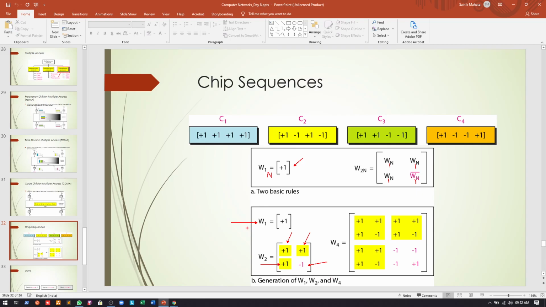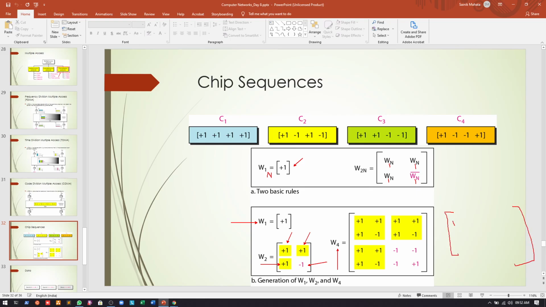Now we have 1, 2, 4, 8 and so on. So how do we select that number? We select that number because in this case we have actually 4 channels, right? So we need 4 codes, so obviously we need W4. Okay, and if W2 is this, can you tell me what is W4? So W4 obviously will be equal to what? It will be a matrix. And what will be the matrix?